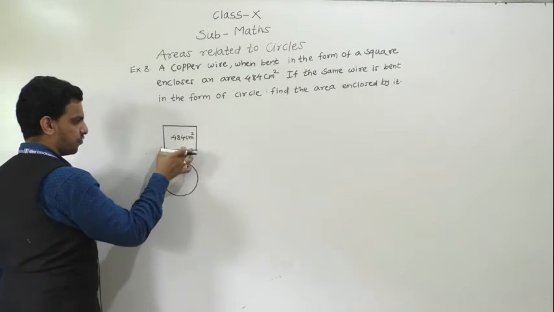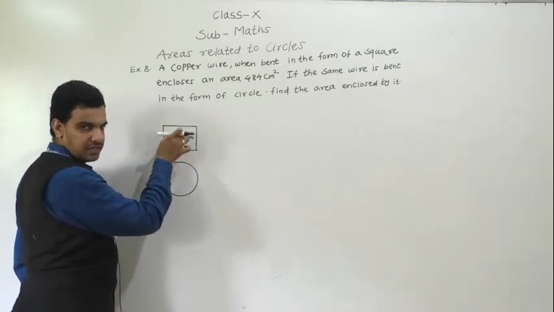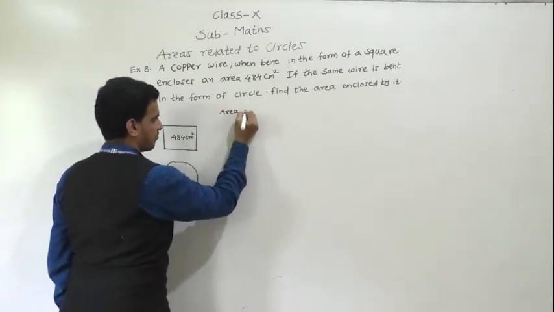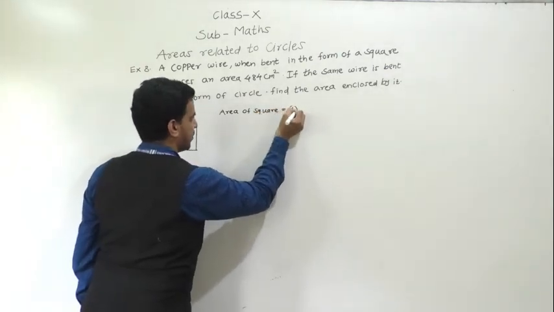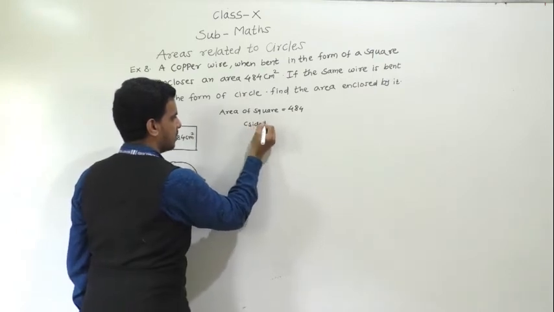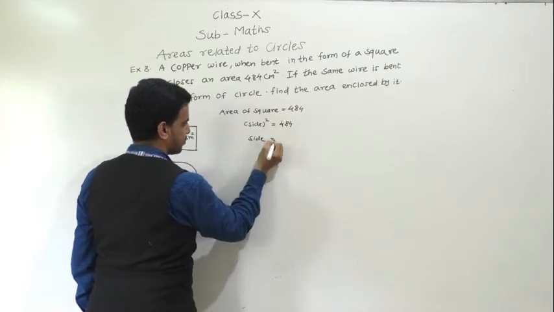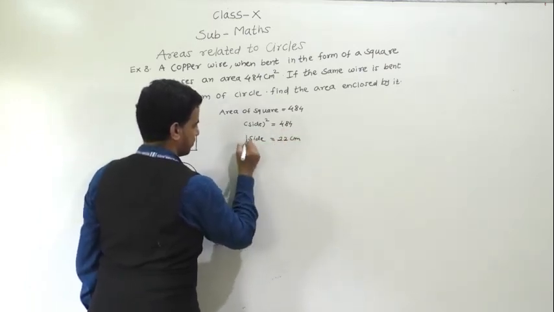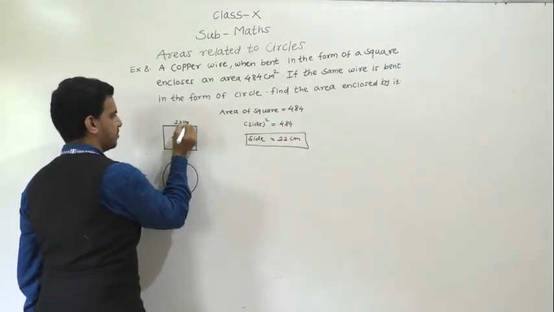Okay, so first this is a square. By using the area, we will get the side of the square. Okay, so area of square is equal to 484. So side square is equal to 484. So side is equal to, if we take the square root of 484, that is 22 centimeter. Okay, so the side of this square is 22 centimeter.